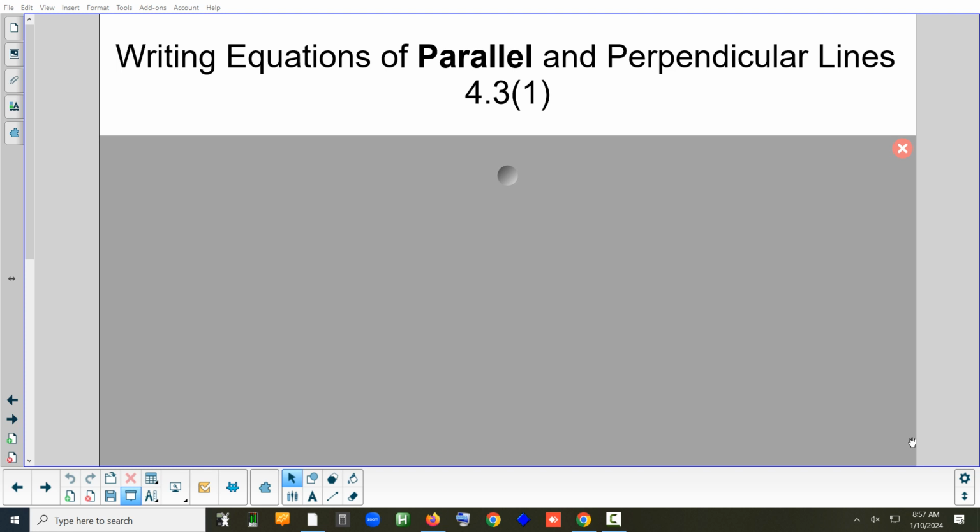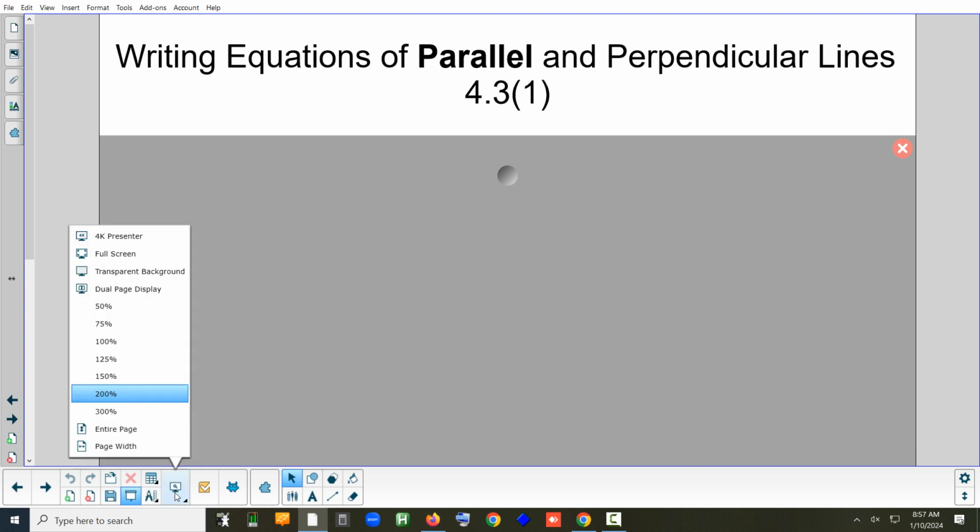Okay, so the last section that we're going to look at this week is 4.3. We're going to split it into 2 days. We're going to look at writing equations of lines, which is what we're doing all week. Sometimes we'll use point slope, sometimes we'll use slope intercept. But we're going to focus on two certain kinds of lines now. We're going to focus on parallel lines today, perpendicular lines tomorrow.